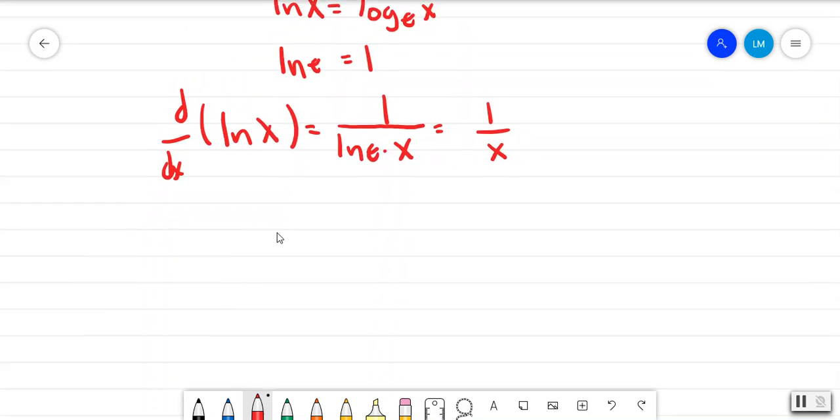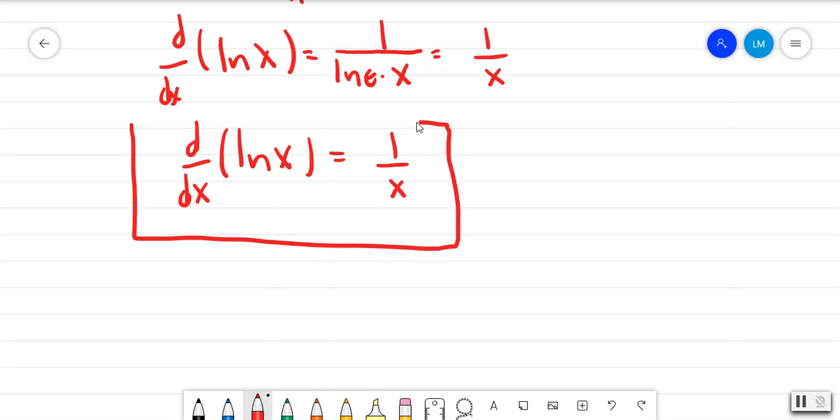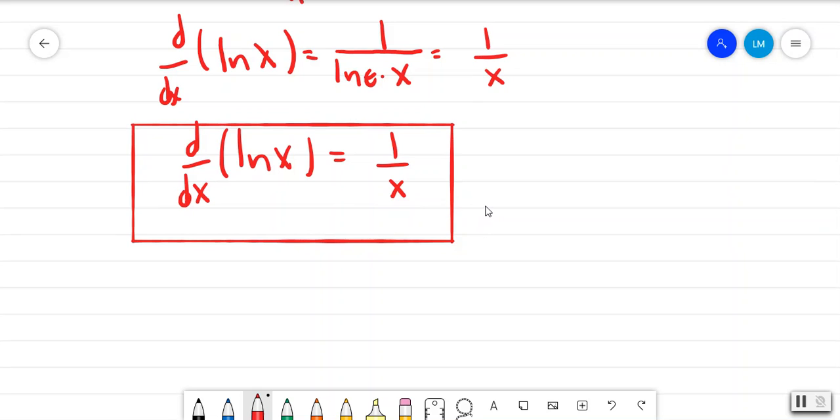So that tells me that the derivative of the natural log of x is just 1 over x. Now this is only valid for, say for example, when x is positive, or negative for that matter, but we're actually going to get into that.